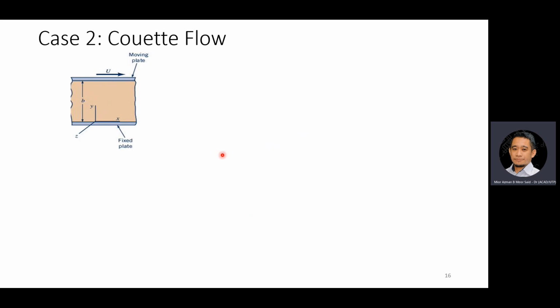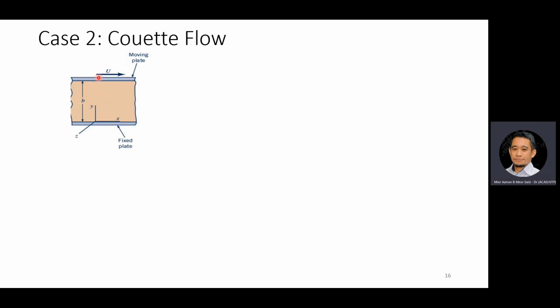Right, Couette flow still has two plates. It's a flow between two plates. One is a fixed plate, but the other one is a moving plate. Remember, in case 1 we have flow between two fixed plates, but now one is a fixed plate and the other one is a moving plate. And also now, due to this physical nature, we mostly put the origin on the fixed plate, right? And then normally the height we denote as b.